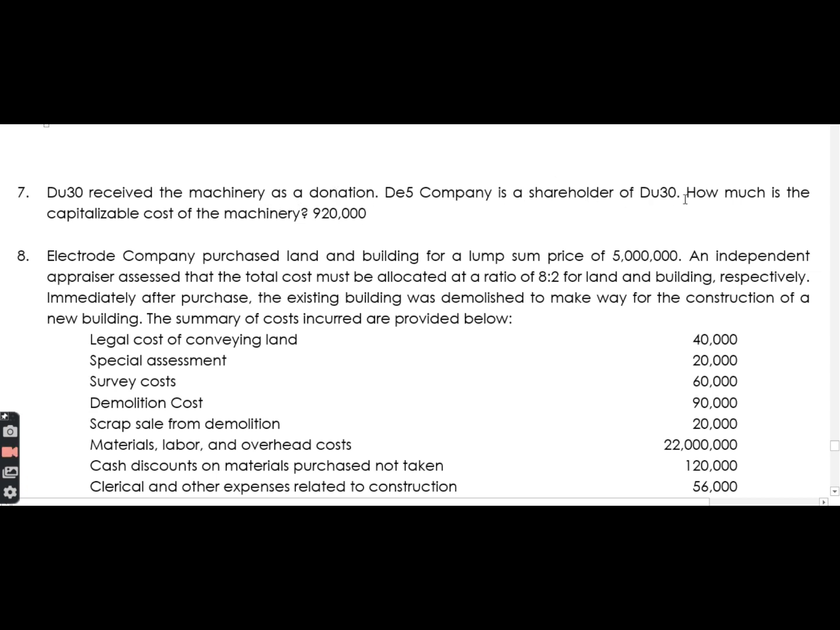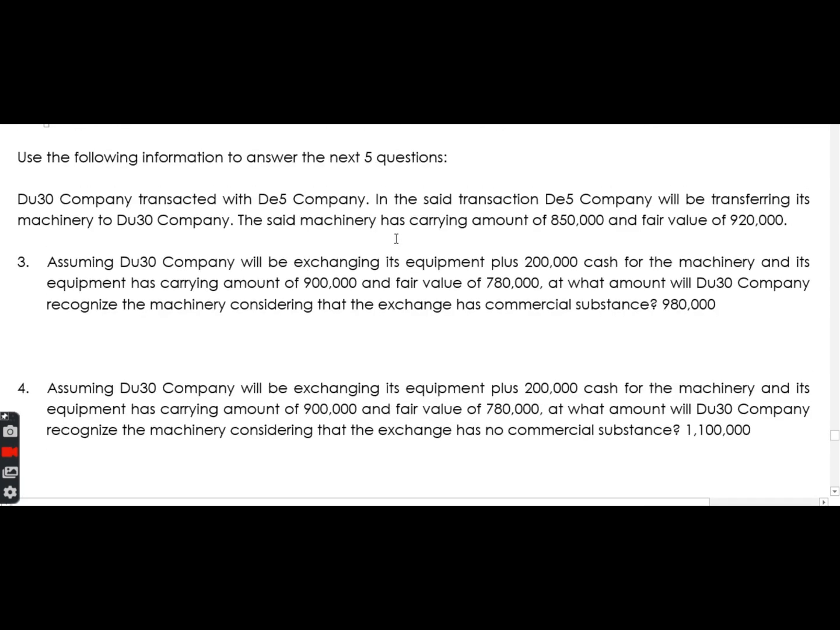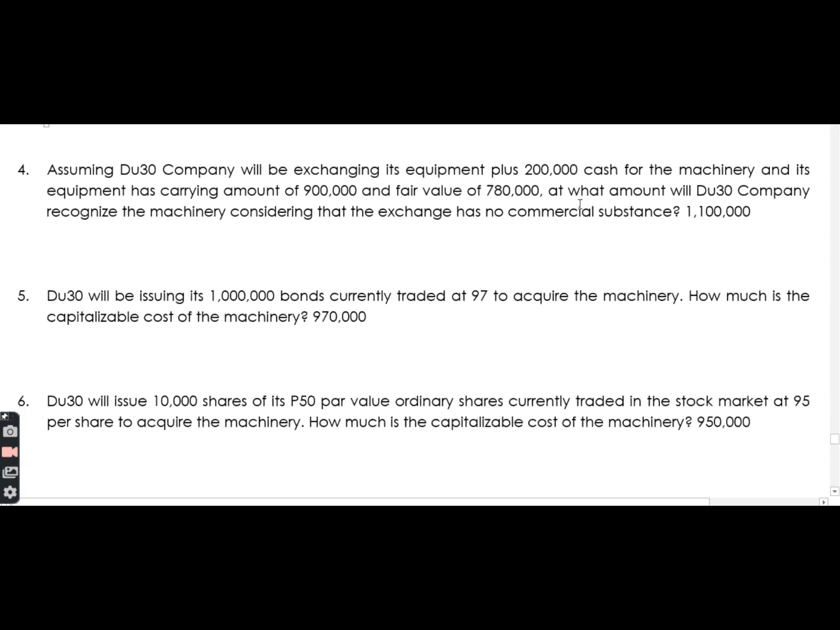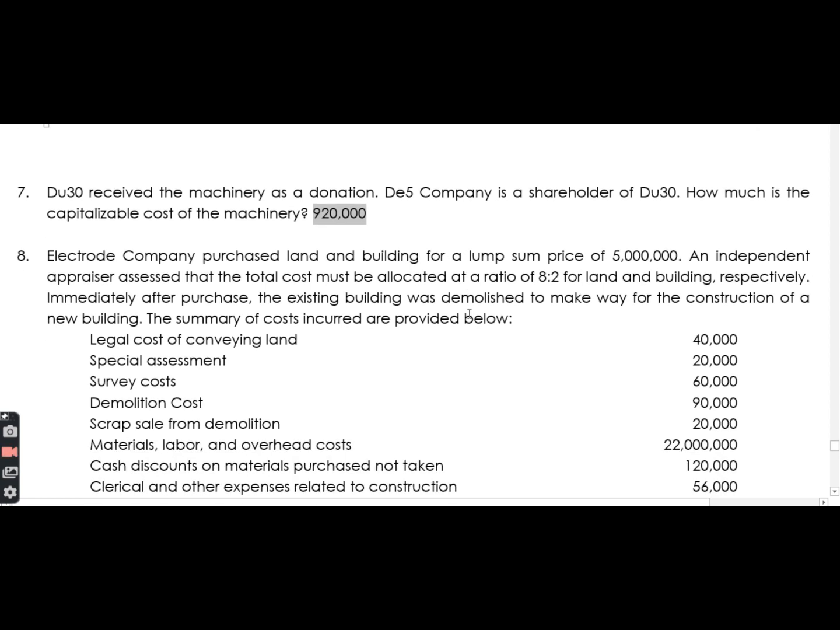Okay? Tapos, last, Duterte received the machinery as a donation. The Lima company is a shareholder of Duterte. How much is the capitalizable cost of the machinery? So, balikan lang natin yung detail na binigay. So, carrying amount is 850. Fair value is 920. Okay, so 920 ang gagamitin natin. Yun na yung value ng asset. Tapos, shareholder, di ba? So, credit tayo ng donated capital na 920.